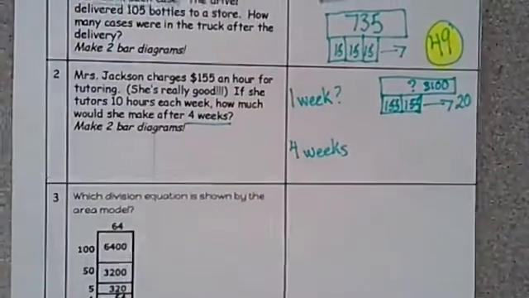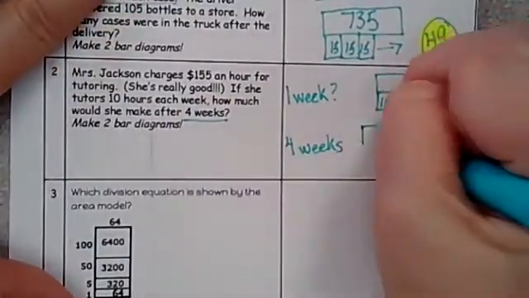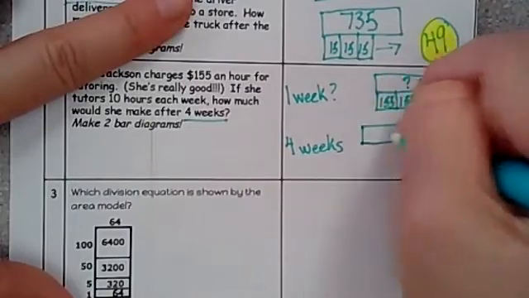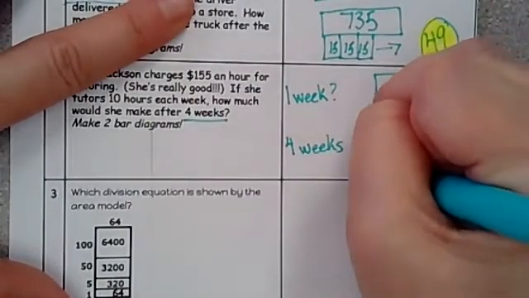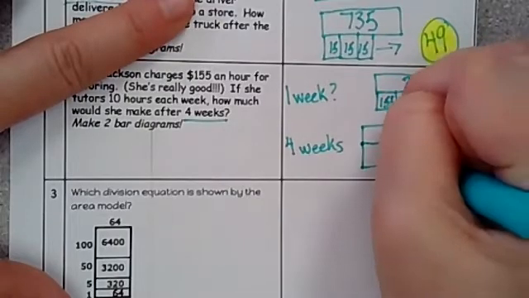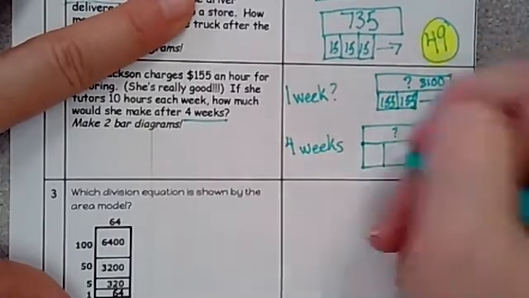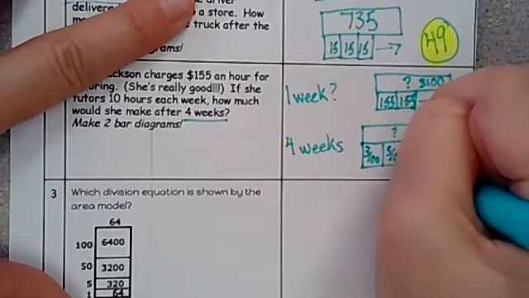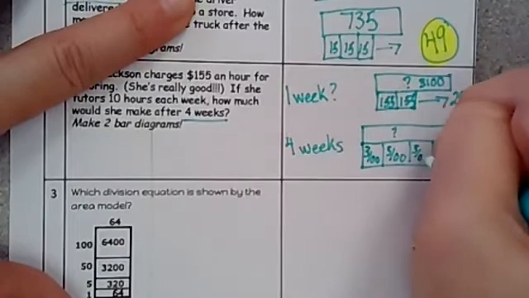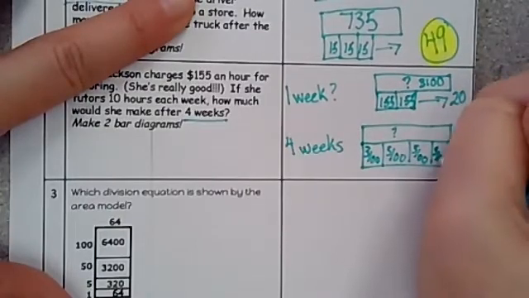So how much is she going to make in 4 weeks? Draw another bar. We have no idea how much she's going to make in 4 weeks, but we know that if she works for 4 weeks, 1, 2, 3, 4, she's going to make the same amount this week, this week, this week, and this week.